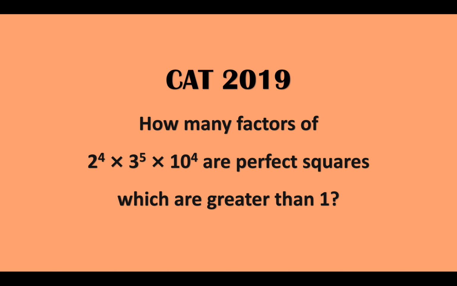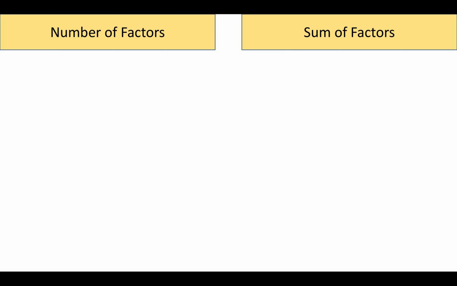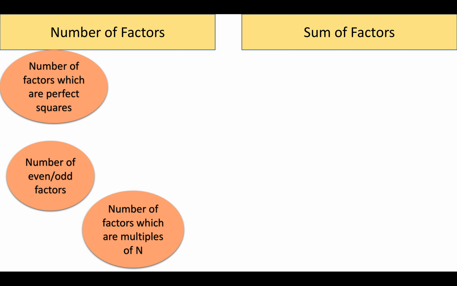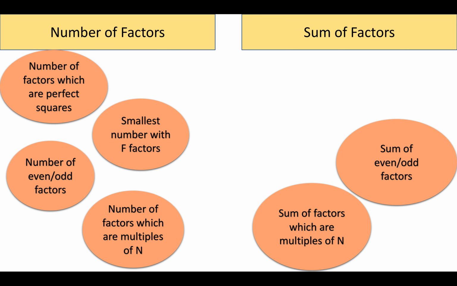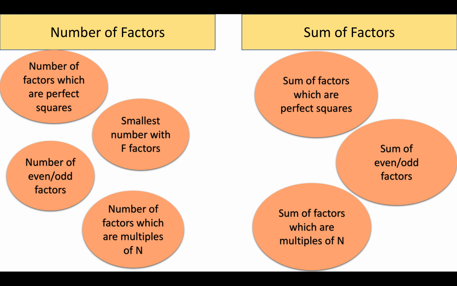So today we look at factors. Questions related to factors, like number of factors or sum of factors, are pretty important in CAT and the comparative exams. As you can see, this question was asked in CAT 2019. So we'll begin by learning the concepts around these, and then we look at 7 different question types including this one. So make sure you stick till the end. We look at number of factors and sum of factors, and these are the question types that we'll be looking at. 7 question types in total.